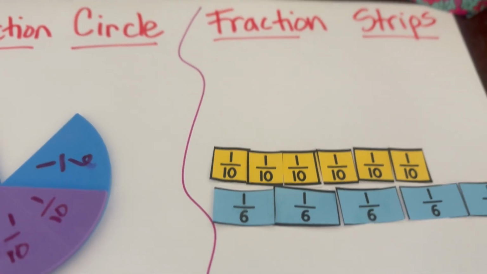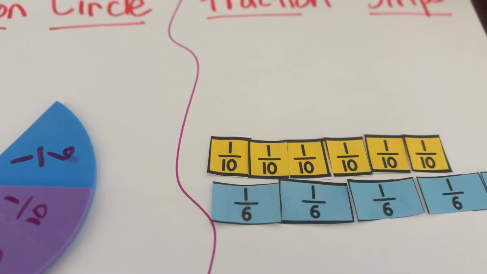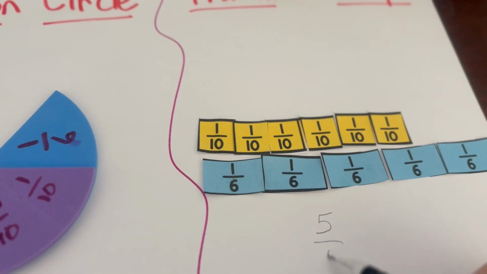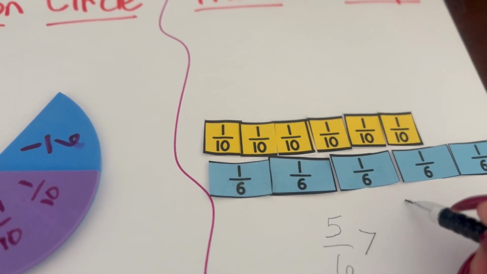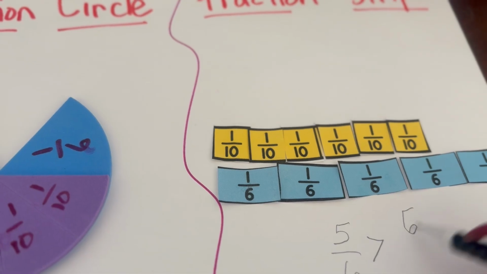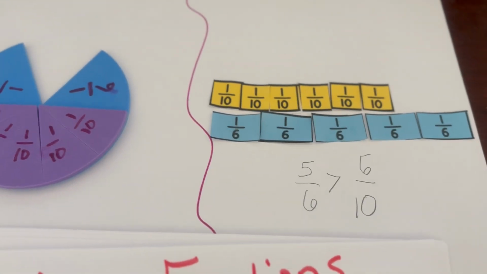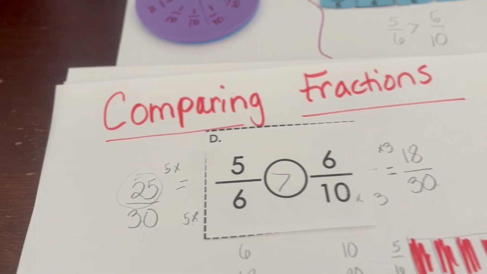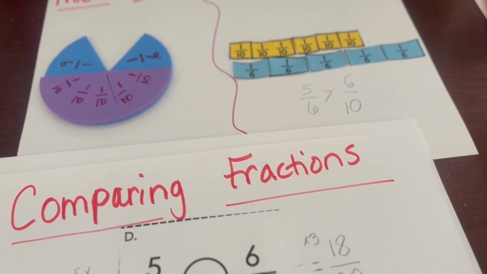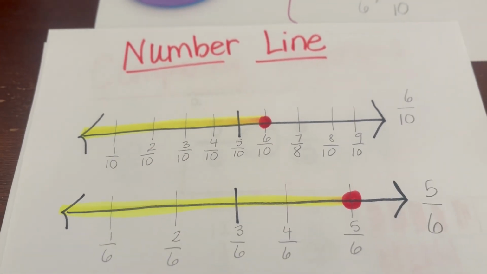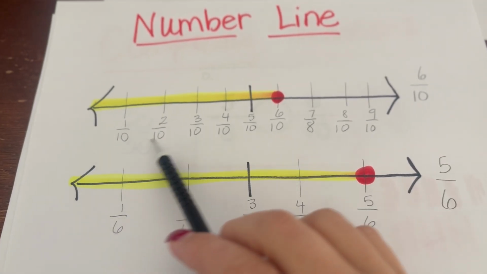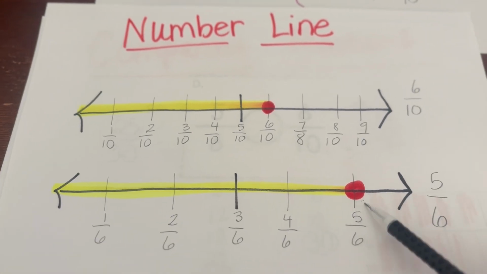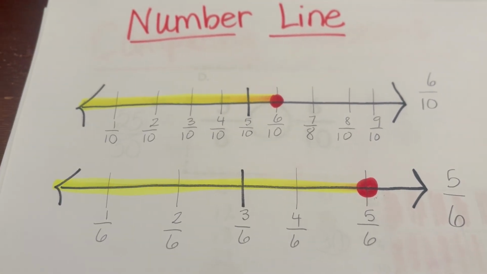Okay, if we use fraction strips, the actual little strips that you can cut out, or the ones in the little pouch that we can use, you can also see here that 5/6 is greater than 6/10. Okay, so those are all ways to represent comparing fractions. There's one more that I want to show you, which is using number lines. Okay, we have 6/10 here, and we have 5/6 here. And we can see that 5/6 is greater because it goes farther on the number line.